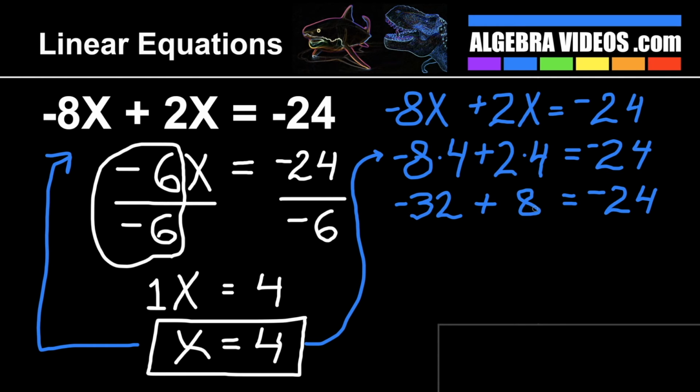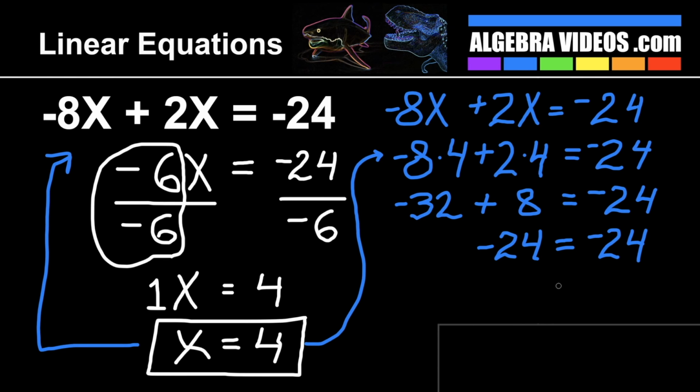Okay, so we're getting simpler and simpler here. So negative 32 plus 8. What is that? That is a negative 24. And then on the right side, our negative 24 is still there. It's never changed. We're just going to rewrite it, bring it down. And so this checks out. Our equation is true. We've got negative 24 equals negative 24.